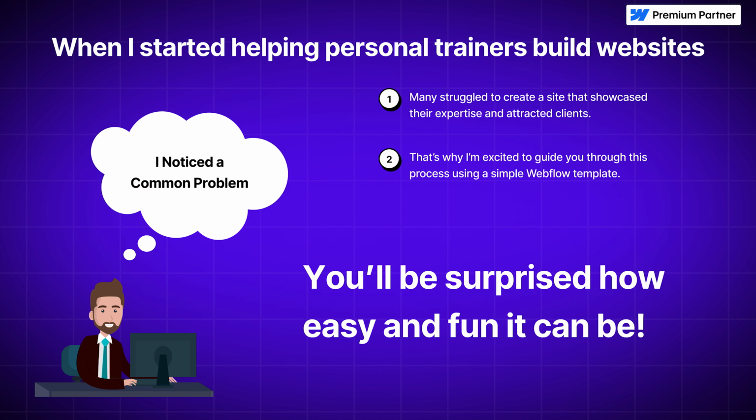Step 1. Choosing the right template. Head to Webflow's template marketplace using a link in the description. Search for keywords like personal trainer or fitness. Choose a modern, clean design with sections like services, testimonials, blog and contact page. Select a mobile responsive template to ensure the best user experience.